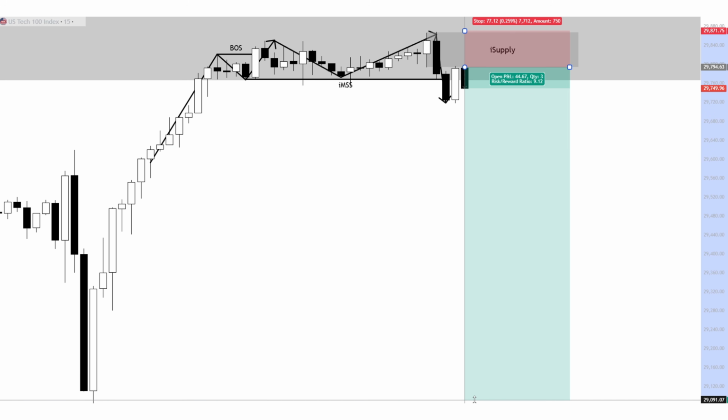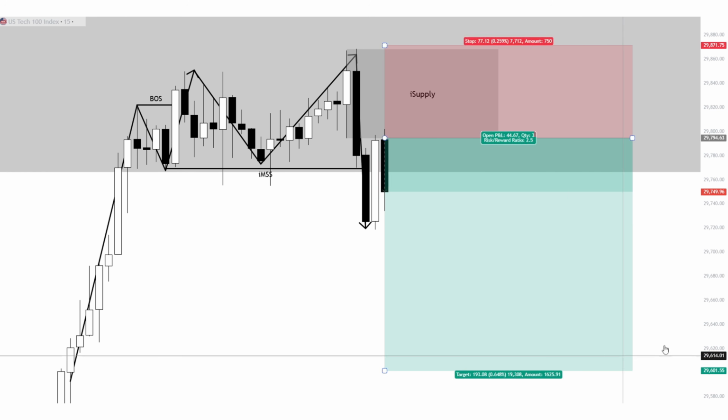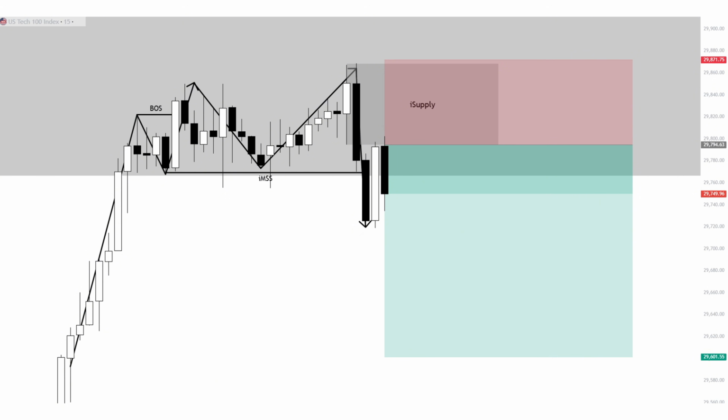And that's because in this specific case, we can't really target the extreme swing low because the risk reward now becomes way too high, and these kind of setups are not sustainable in the long run. So we keep it between 1 to 2 or 1 to 3 or so. In this case, it's a 2.5, which stands all right in that range.